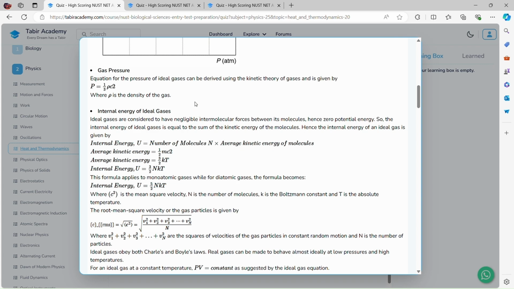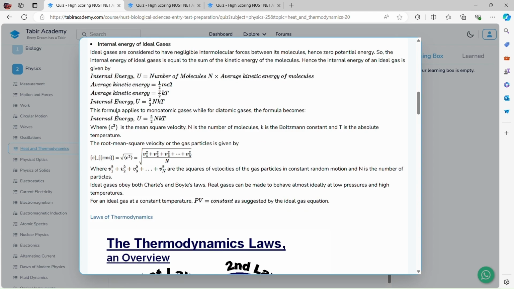Average kinetic energy equals 1/2 mc², and is also equal to 3/2 kT. Internal energy U equals 3/2 NkT. This formula applies to monoatomic gases, while for diatomic gases the formula becomes internal energy U equals 5/2 NkT, where c² is the mean square velocity, N is the number of molecules, k is the Boltzmann constant, and T is the absolute temperature.